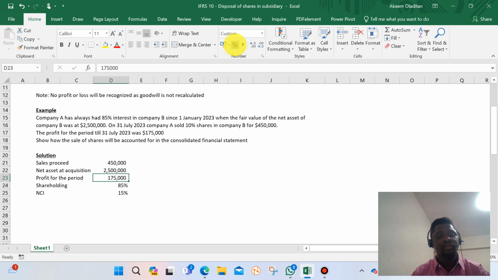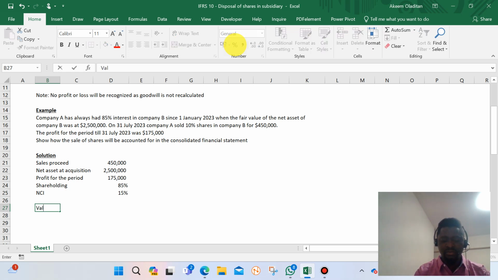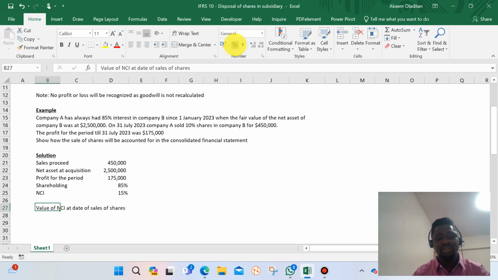That's 15%. So what we'll now be looking at is, okay, what is the value of NCI at the date of sale of shares? That is what is important, because as a result of the sale of 10% of the shares, the NCI here was 15%. When we sell 10%, it means the NCI goes up by 10%, so NCI will now be 25%. So what is the value of NCI at the date of sale of shares?